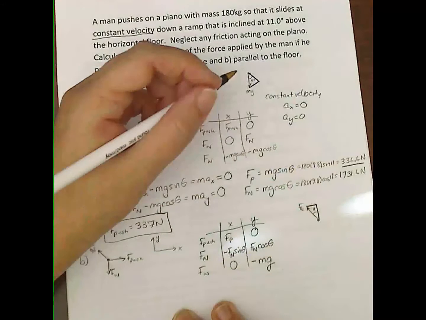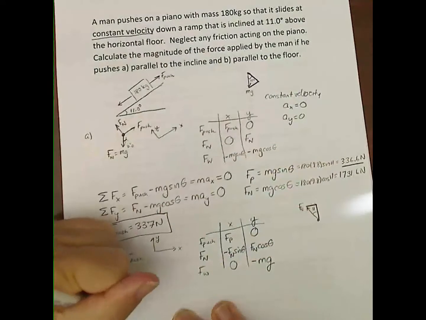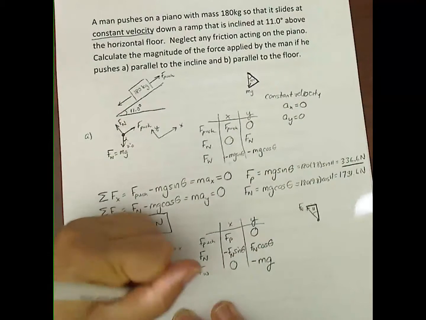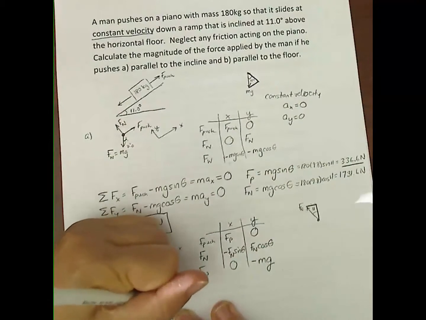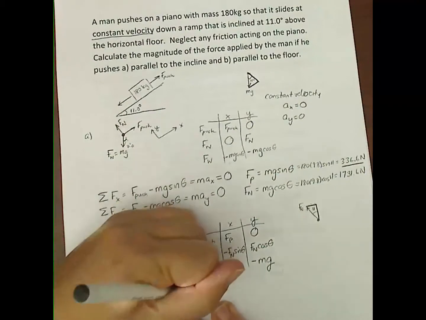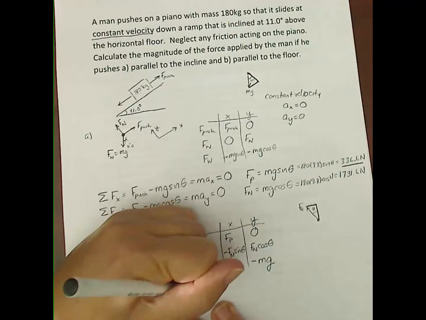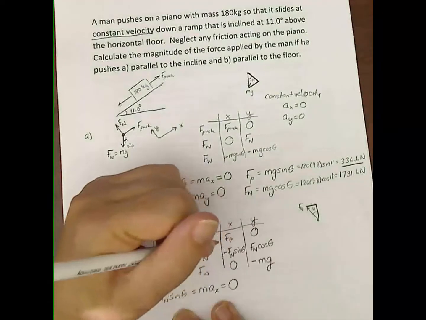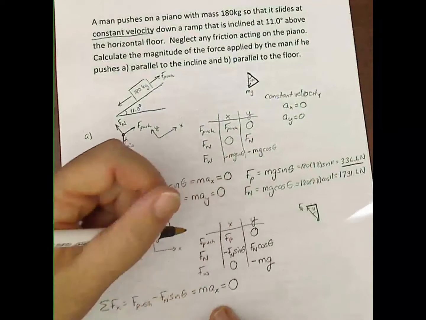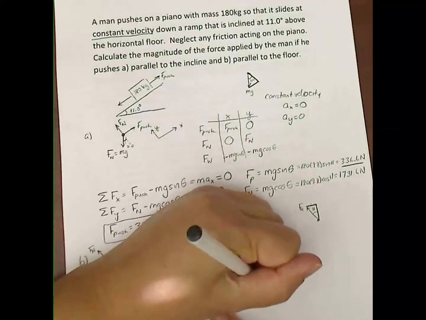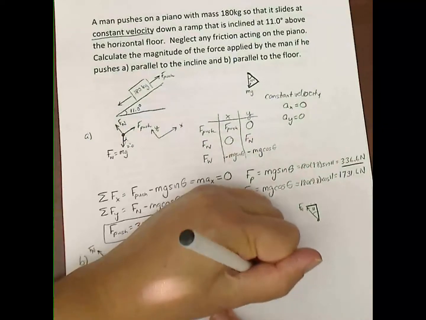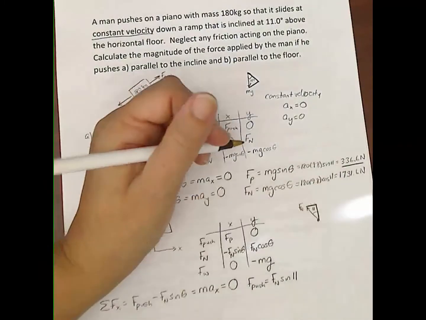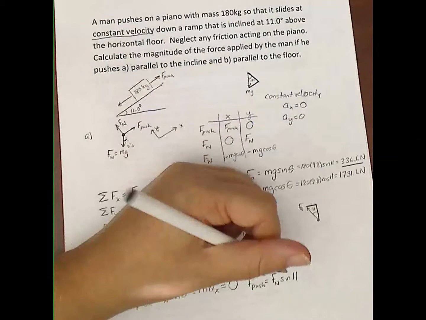All right, what did these columns add up to? Sum of the forces in the x direction is equal to the force of the push minus the normal force times sine of theta. And that's going to be equal to, again, mass times acceleration in the x direction. And since it's moving at a constant velocity, that's 0. So that tells us that the force of the push is equal to the normal force times the sine of 11. And we don't know the normal force yet, so we can't figure out how hard he's pushing.